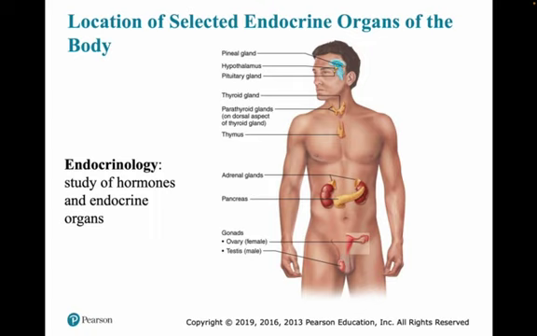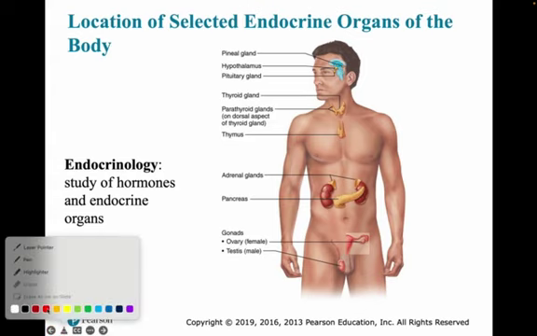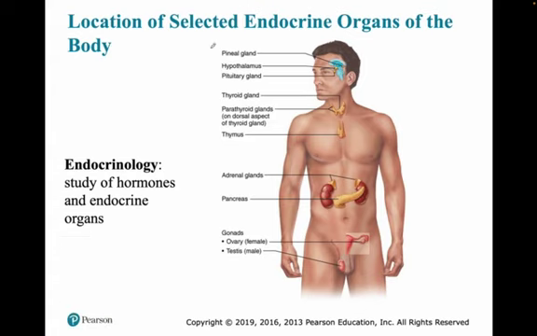The endocrine organs secrete hormones. So when we study endocrinology, we study both. For example, pineal gland, hypothalamus, pituitary, thyroid, parathyroid, adrenal, pancreas, gonads. These are the endocrine organs, but they secrete certain hormones.